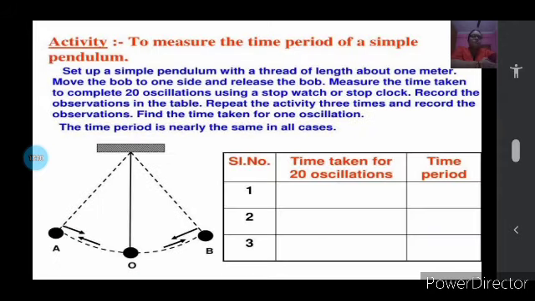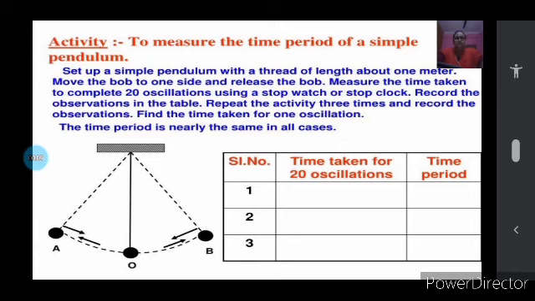So using this pendulum, we can measure and calculate the time period of a simple pendulum. Set up a simple pendulum with a thread of length about 1 meter. Move the bob to one side and release the bob. Measure the time taken to complete 20 oscillations using a stopwatch or stop clock. Record the observation. Repeat the activity 3 times and record the observations. Find the time taken for one oscillation. The time period is nearly the same. Yes, children, we will continue learning how to measure the time period of a simple pendulum.